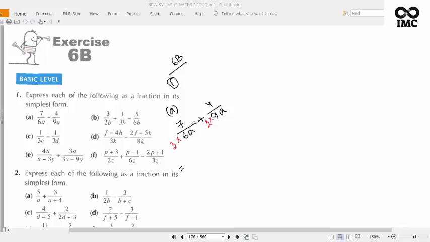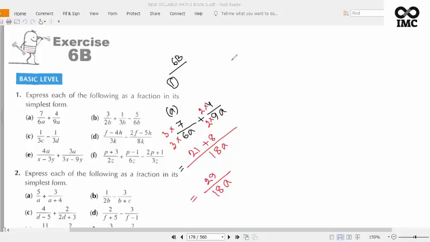So if we multiply the denominator by 3, we need to multiply the numerator by 3 also. Denominator by 2, so we'll multiply the numerator by 2 also. So the denominator will be 18a. Now 3 7s are 21 plus 4 2s are 8. 21 plus 8 will be 29 divided by 18a. So this is the answer of question number 1a.